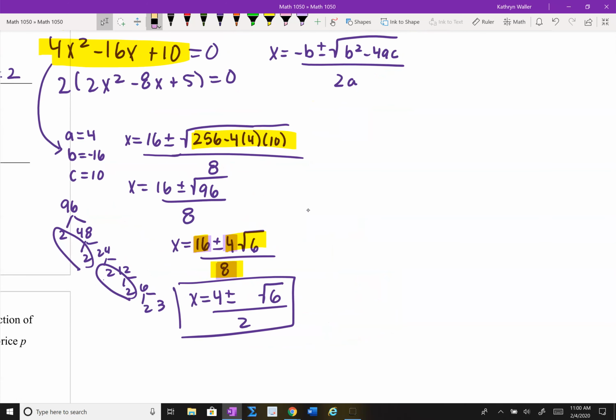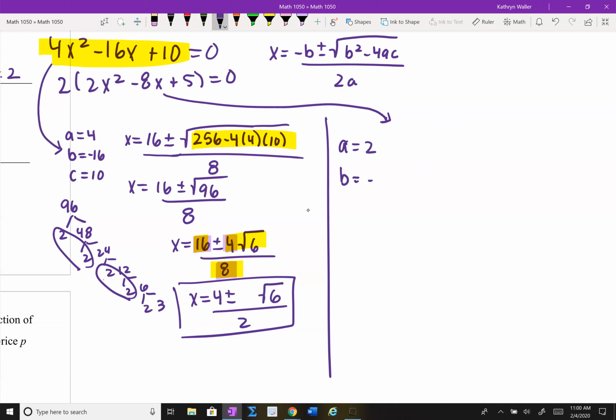I don't think that was super easy. I think it was kind of involved, okay? Look what I want you to do. See this guy right here? I want you to take an arrow and put it right there. And now I want you to go, A is 2, B is a negative 8, and C is 5. So my numbers are half as big as the other one.